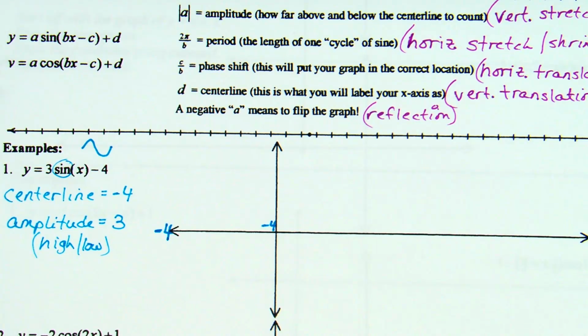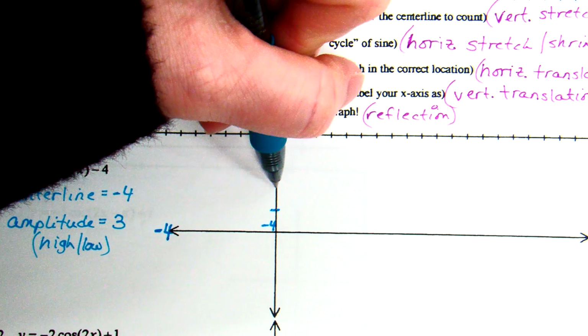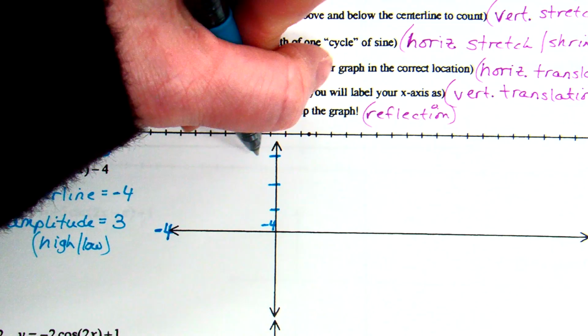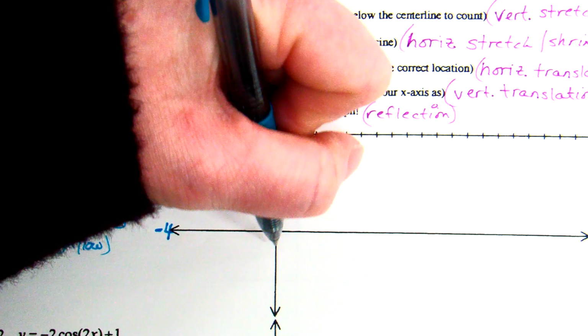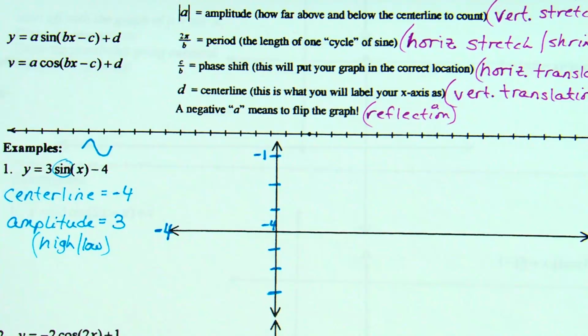So a normal graph goes 1 above my center line and 1 below my center line, if it has no stretch, if it has no amplitude. Since I have an amplitude of 3, I'm going to go 3 up and 3 down. So what's my center right now? My center is -4. How high do I go if my center is -4 and I'm going to count 3 up? -1. How low do I go if I'm going to go 3 below -4? -7.